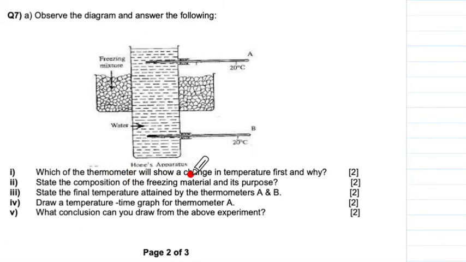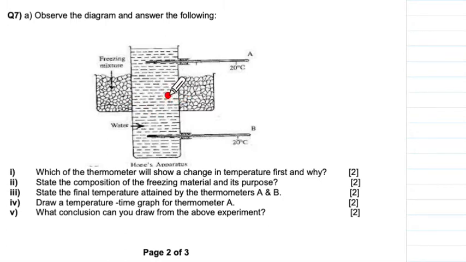Which of the thermometers will show the change in temperature first and why? Now when we are filling this tray over here with ice and salt, the temperature of the middle region is going to fall. So the water over here is going to show a fall in temperature, and the water in this region is going to become cool.